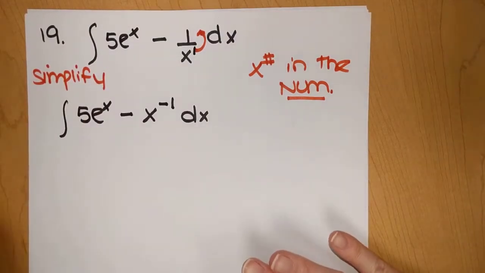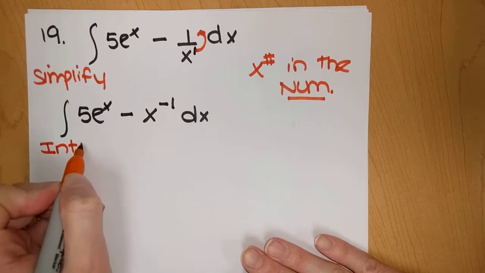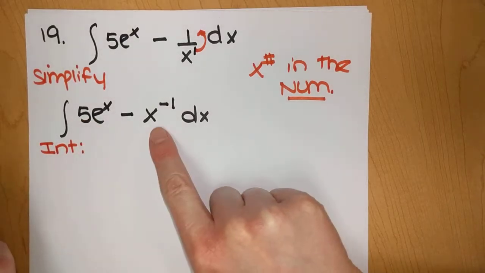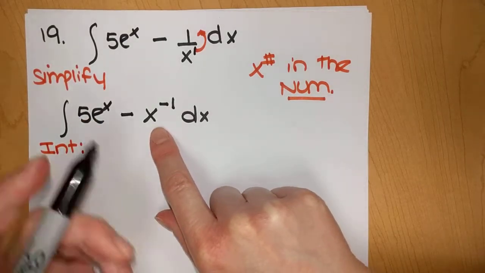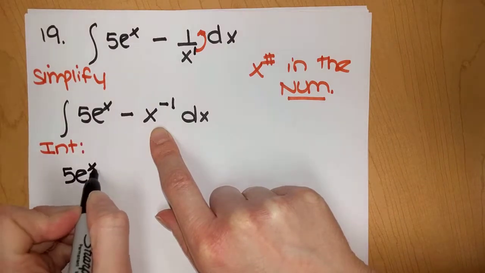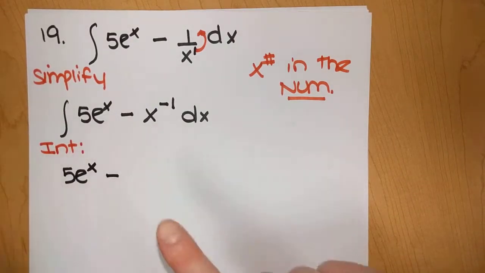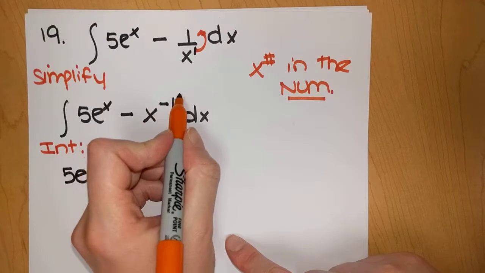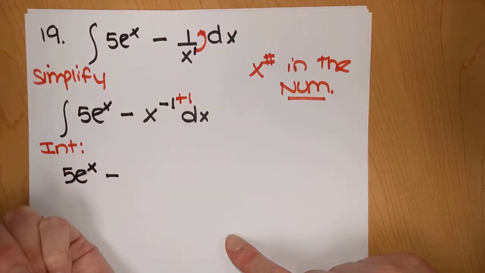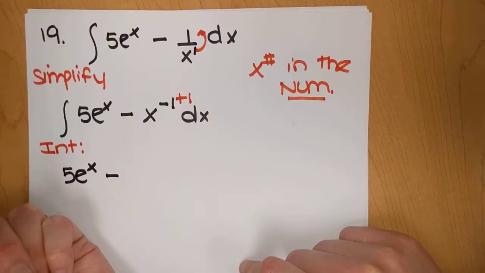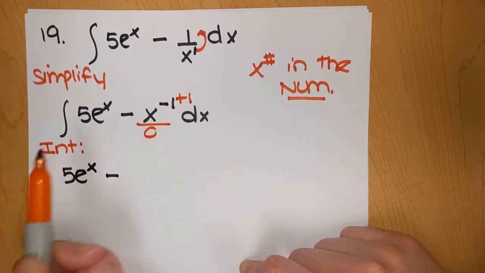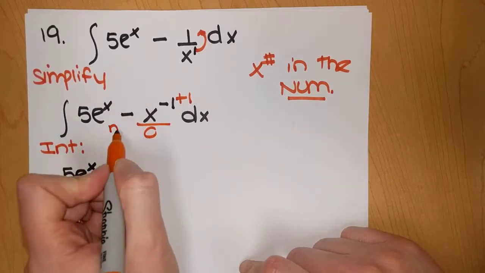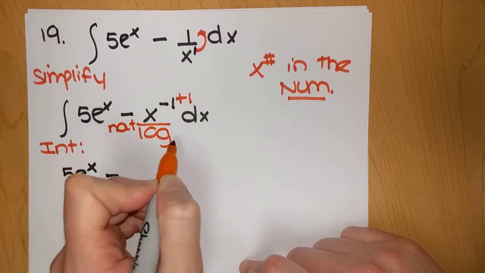So now I am ready to integrate because I can apply the e to the x rule here and I can apply the power rule here. So the 5e to the x will just be 5e to the x minus, now here we are going to add 1 to the exponent, and as soon as we add 1 to the exponent, we see that we have a 0 in the denominator. So that tells us that we have the natural log function.